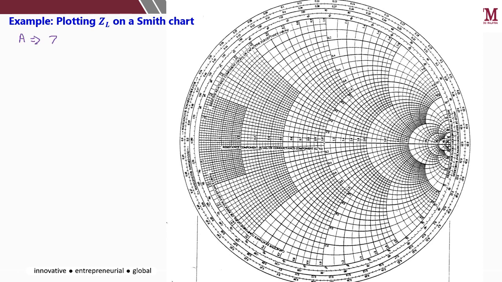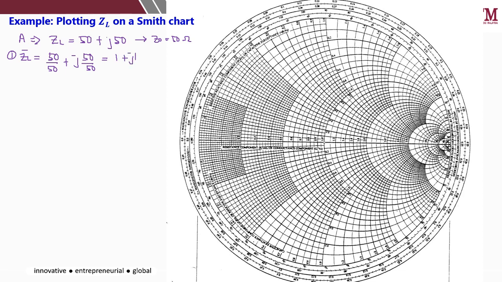So given ZL equal to 50 plus j50, to plot the load impedance onto the Smith chart, the first step is to find the normalized impedance. You need to divide ZL by Z0. Assuming that Z0 equals 50 ohm, your ZL equals 50 divided by 50 plus j50 divided by 50. So your normalized impedance equals 1 plus j1.